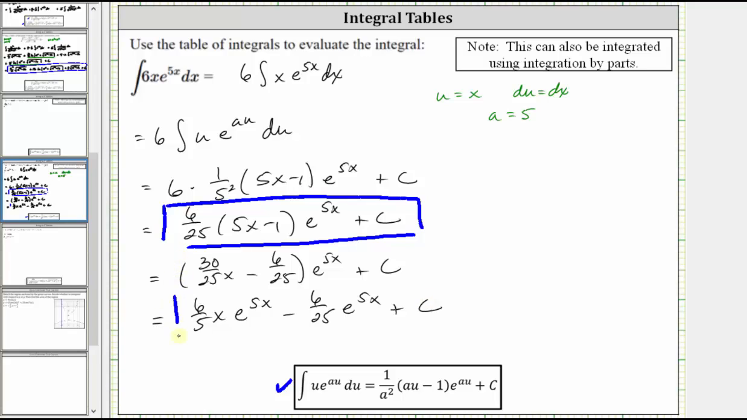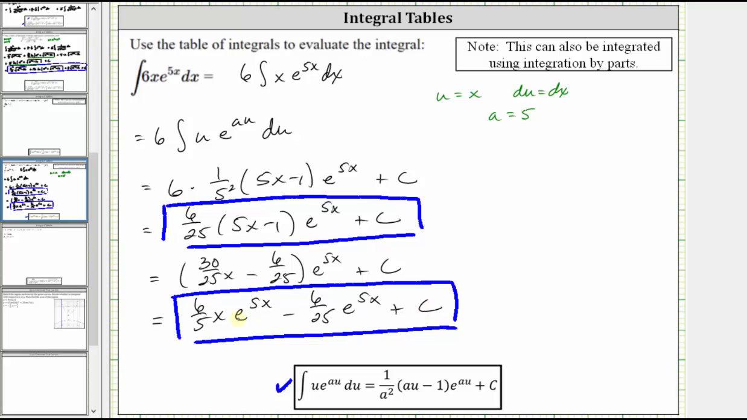If we did apply the integration by parts formula, the antiderivative would be in the expanded form shown here.